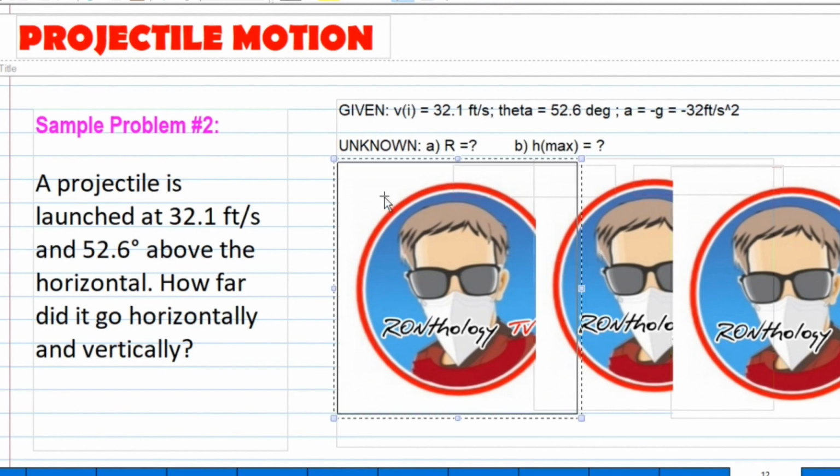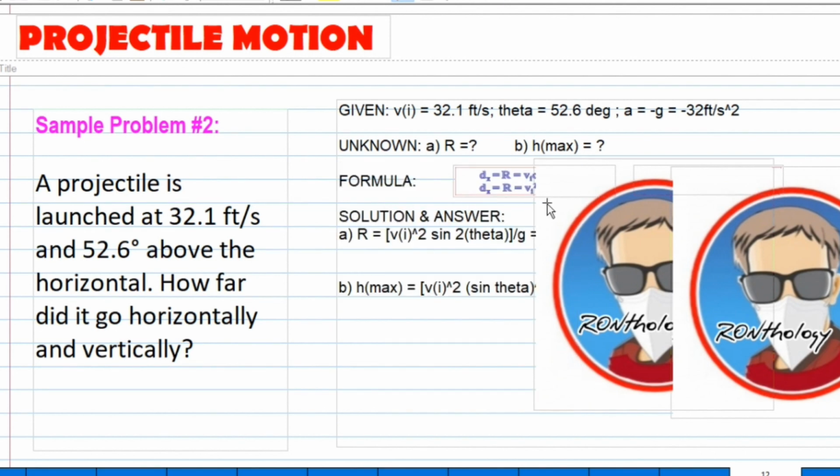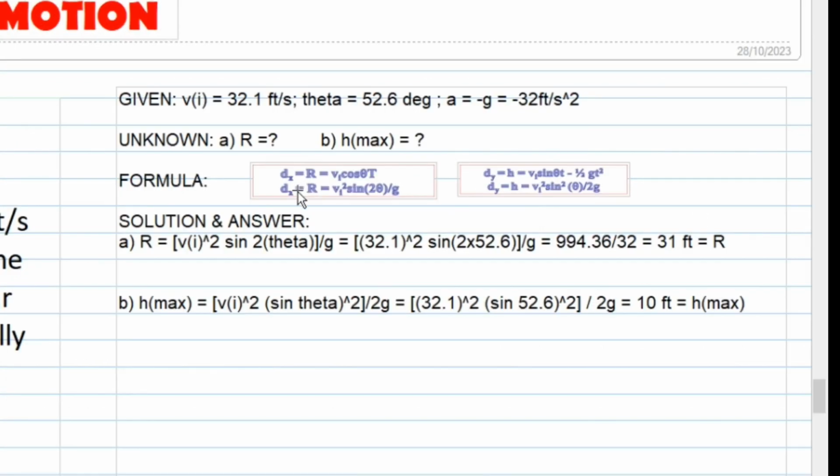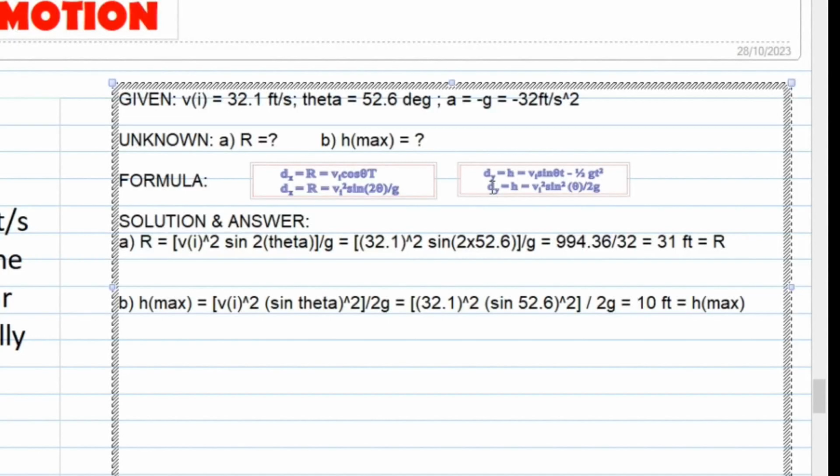So, again, na-ready ko na yung solution para mabilis na tayo. Okay, tanggalin ko na lang. So, the formula in solving the unknown quantity for part A is this one. Okay, kaya lang hindi natin magagamit yung nasa taas dahil may time yon. So, we will instead use the other one. Similarly, sa part B, ganun din. You cannot use the equation with time. So, we will use itong nasa baba. So, now let's go to the solution and answer.